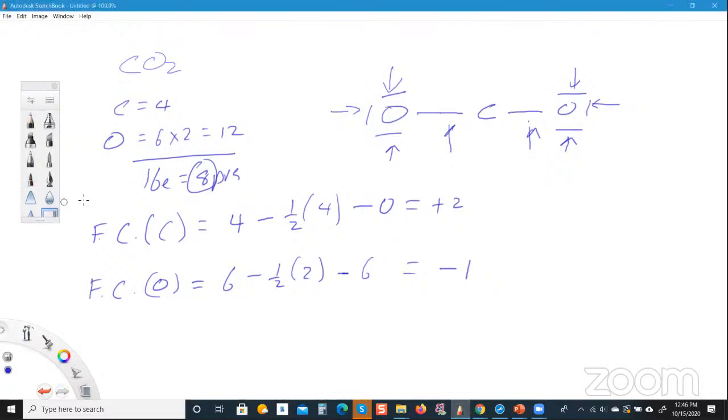So let me just erase some stuff here to avoid confusion. Oops. Okay, why is this not erasing? Let me erase these here.